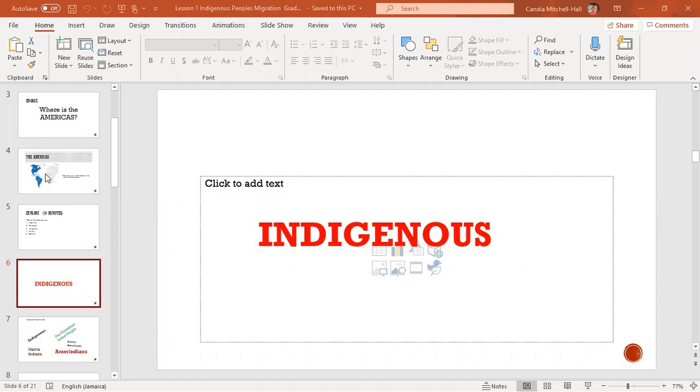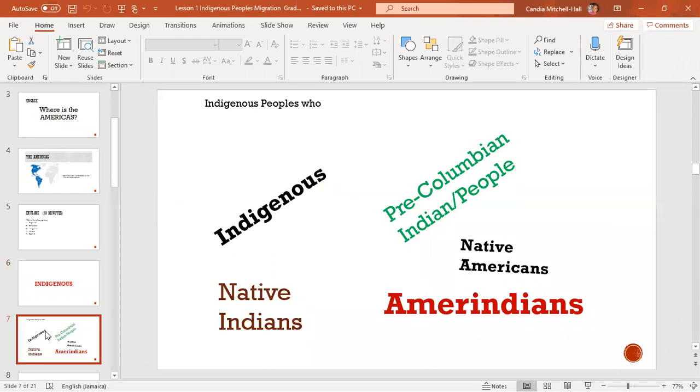So the first people to settle in the Americas were actually called the Amerindians, right? They were called the indigenous people. These are all the different names that they are called by in history books. If you read several different history books, they'll refer to them by different names. So indigenous peoples are also called Amerindians. They're also called Native Americans. They're also called pre-Columbian Indians or pre-Columbian people.